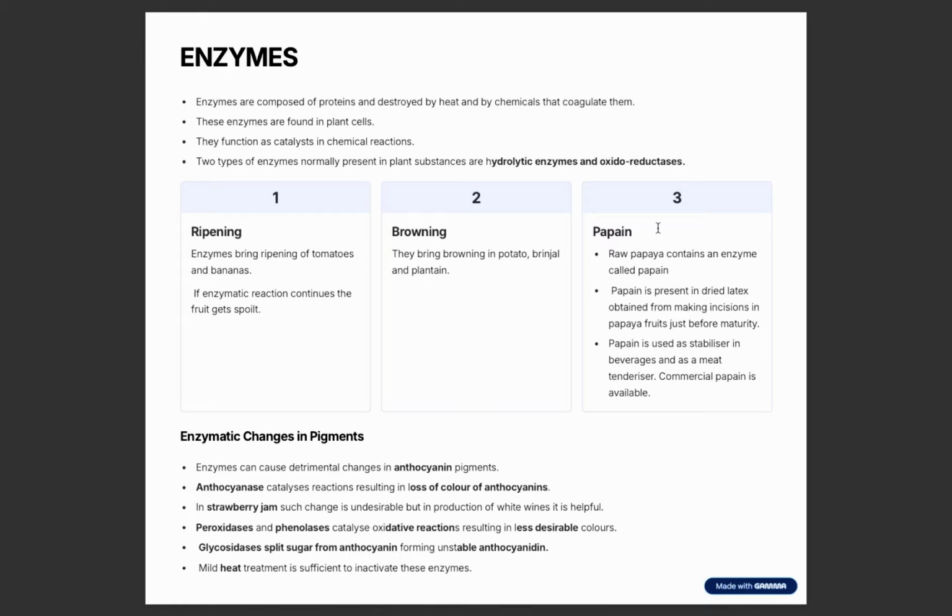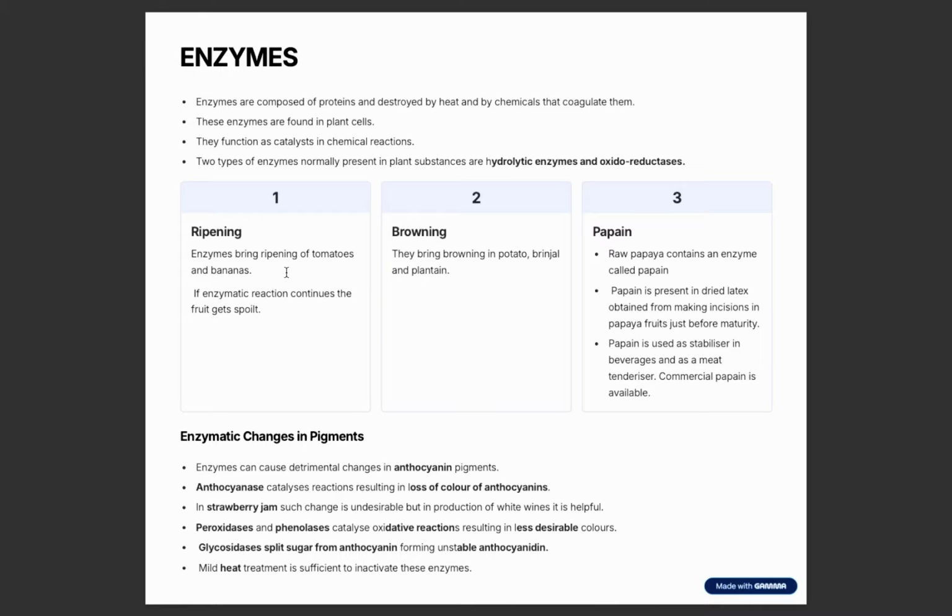Now there are some enzymatic reactions also. First one is ripening of the fruits and vegetables is an enzymatic process, and the tomatoes and bananas all ripen later by these enzymatic actions, and it also results in the spoilage of the fruits and vegetables.